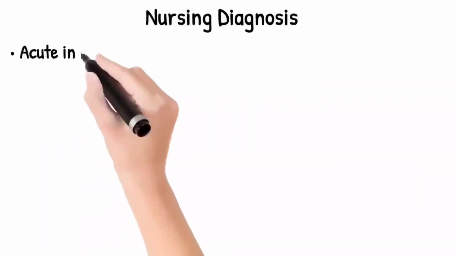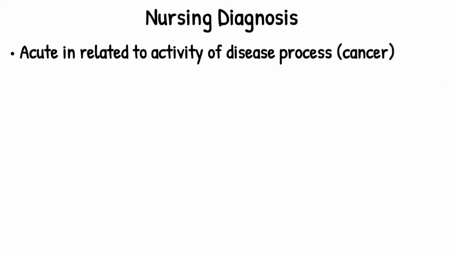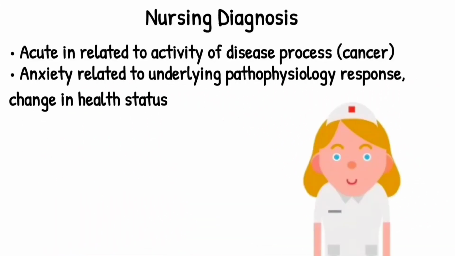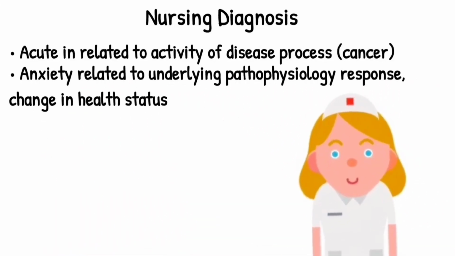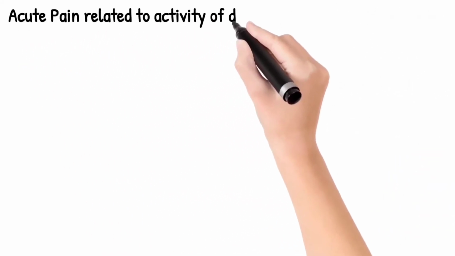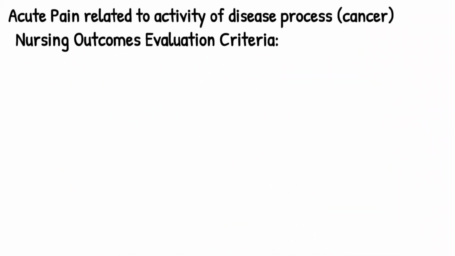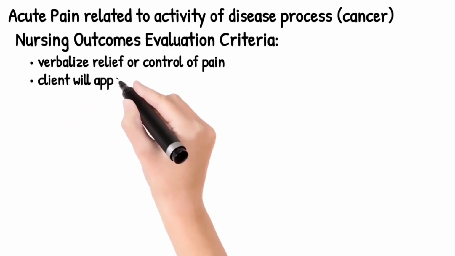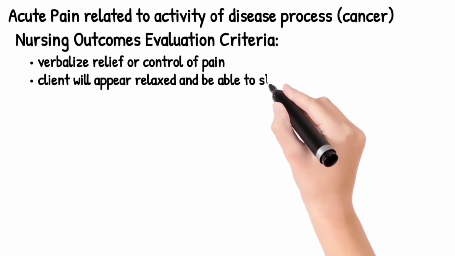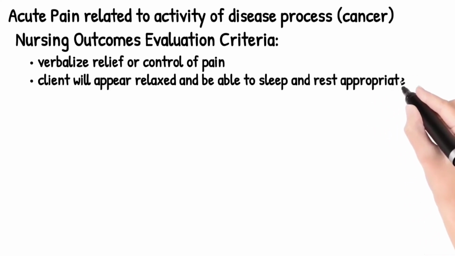Okay, for the nursing diagnosis, we primarily have acute pain related to activity of disease process, cancer. Another is anxiety related to underlying pathophysiology response, change in health status. Evaluation criteria in acute pain: patient will verbalize relief or control of pain. Client will appear relaxed and be able to sleep and rest appropriately.